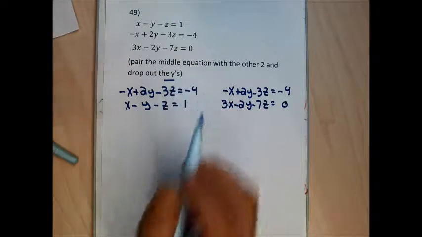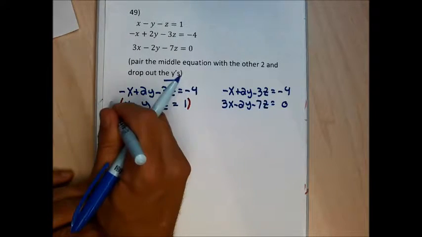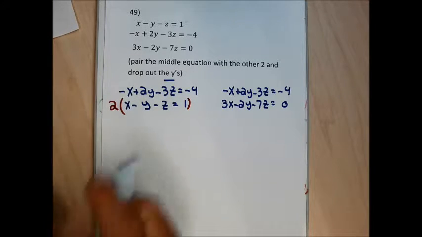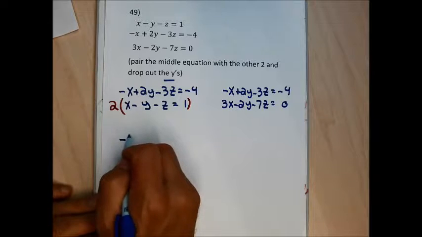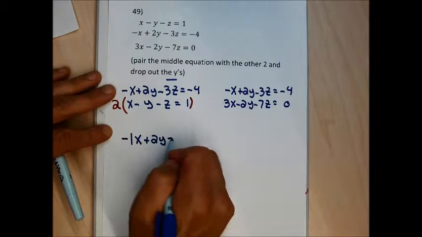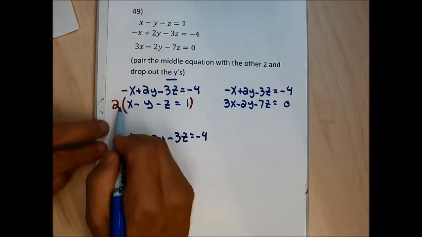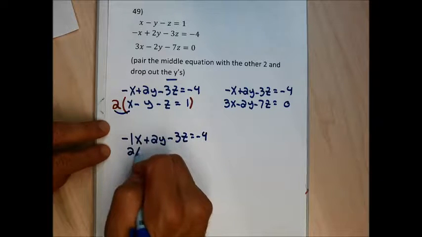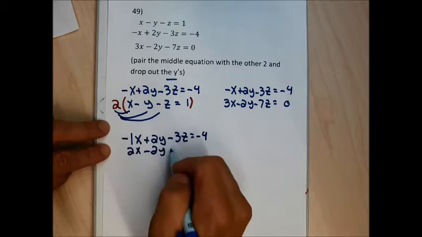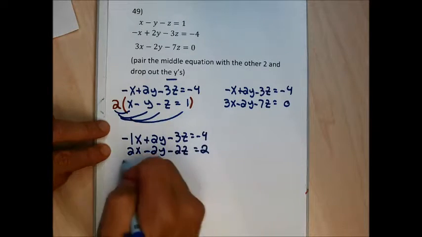I said to drop out the y, so I'm going to drop out the y's. I'm going to drop out the y's from this first set by getting a positive and a negative 2y, multiplying the bottom by 2. The x is going to stay as negative x, which is really negative 1x in the top equation, and the whole top equation is not going to change at this point. Multiplying the bottom by 2, I go 2 times x and get 2x. 2 times minus y and get minus 2y. 2 times minus z and get minus 2z. 2 times 1 and get 2.